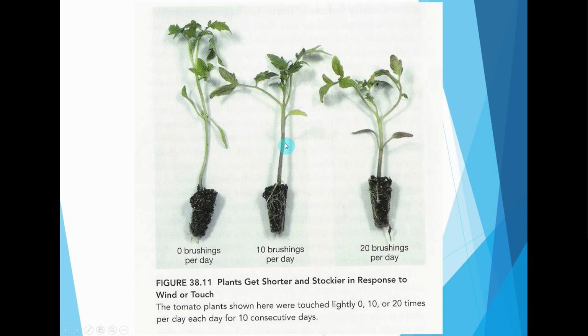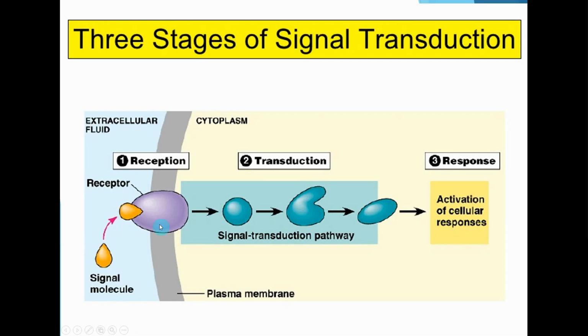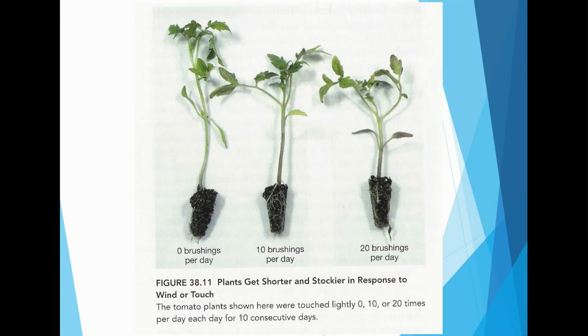It was received by a receptor. It went through transduction where it was processed and a hormone was released. And then the response was, hey, don't concentrate on growing upwards, concentrate on secondary growth, increasing your girth, because increasing your girth is going to make you stronger to withstand this touch or wind. I hope that makes sense.